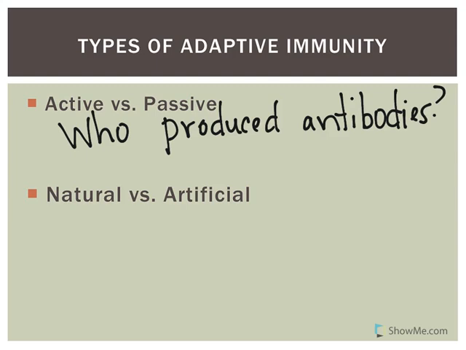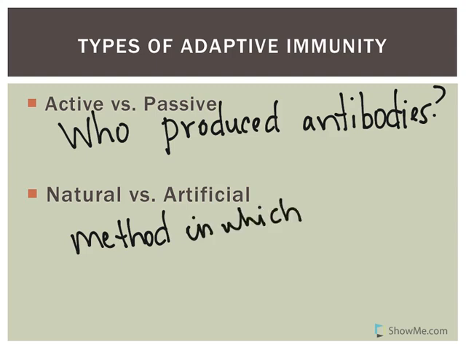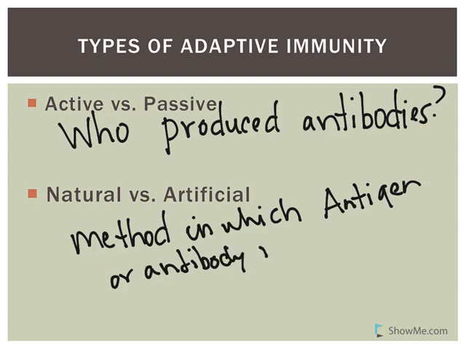You didn't do any work. Now, natural versus artificially acquired immunity. This is the method in which the antigen or antibody was introduced into the body.